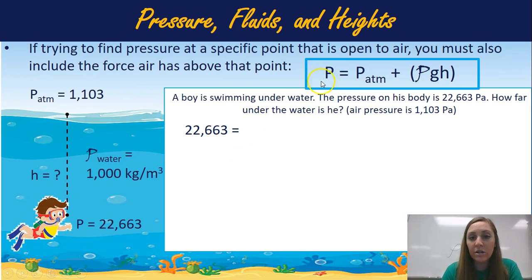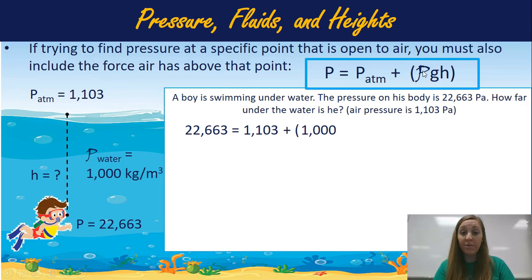So we plug into our equation. The pressure he experiences is 22,663, and that's equal to all the pressure air applies on top. So remember, air is pushing down on this water, which then also pushes down on him, plus the change in pressure from where it ended the air to where you are. So density first, so 1,000 times gravity times 9.8 times height. And we left height as h because that's what we want to solve. Notice you have everything except for one variable. So we have to solve for h.